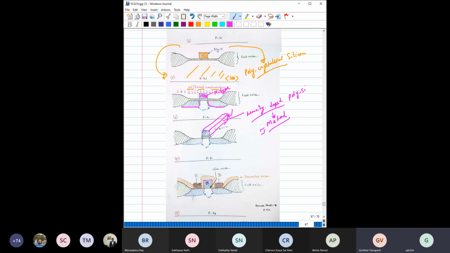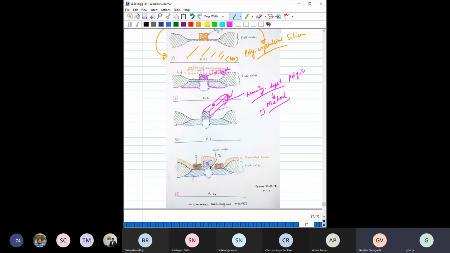So whatever the purpose the metal was serving because of very low resistance, the entire thing you are also achieving by heavily doping this polysilicon. So this part should be clear to you with this. Okay. So what is the next step?